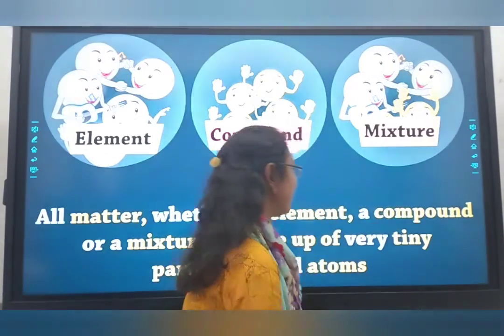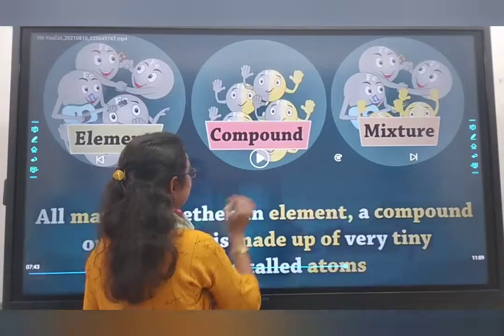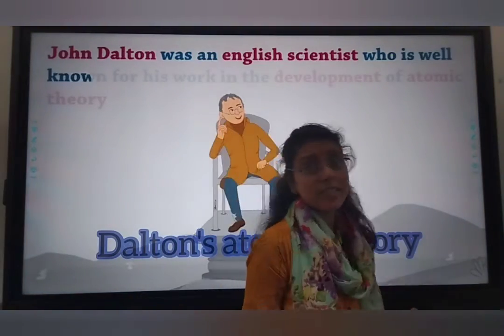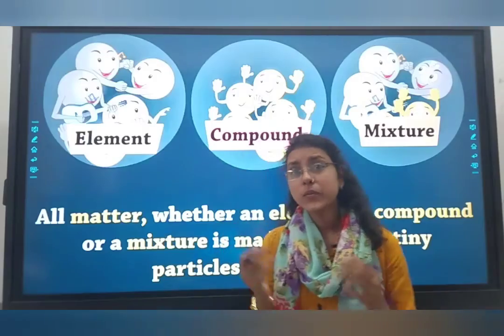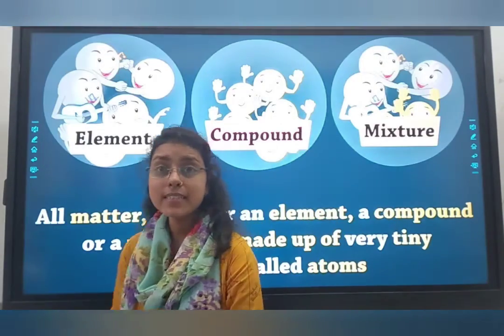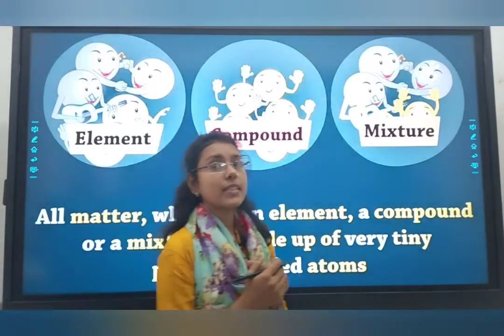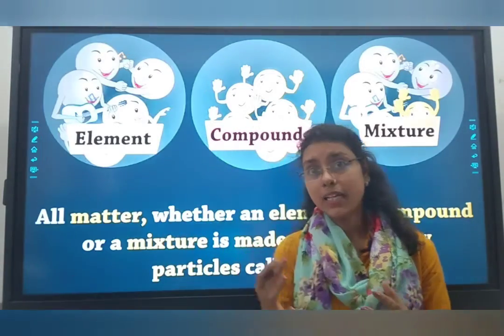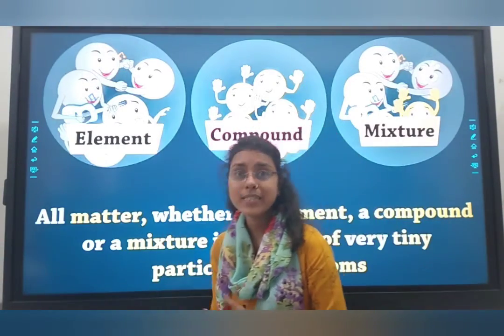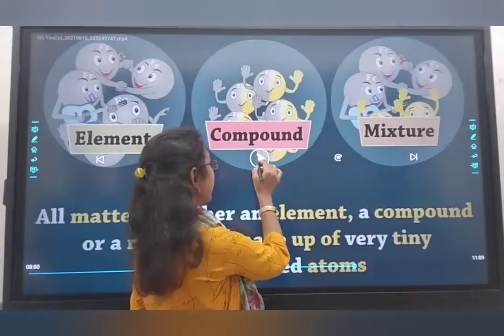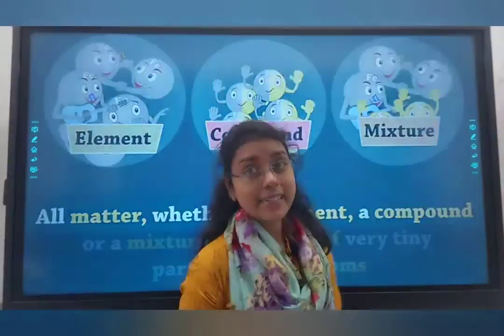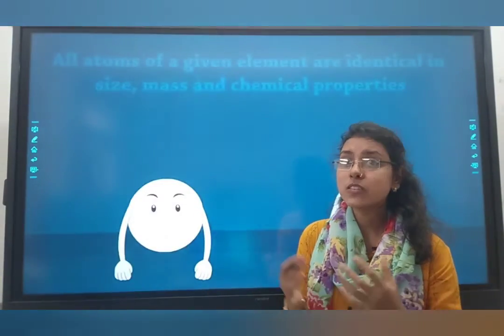So let's see what this concept says. Today we will discuss Dalton's atomic theory, which is postulated by John Dalton. So what does this Dalton's atomic theory say? This atomic theory says that all matter, elements, compounds or mixtures are made up of very tiny, very small particles. What are those? That is atoms. So let's see what the different characteristics among them are.